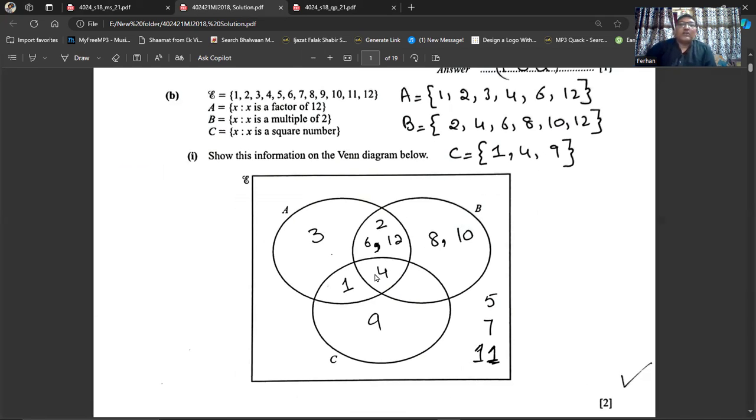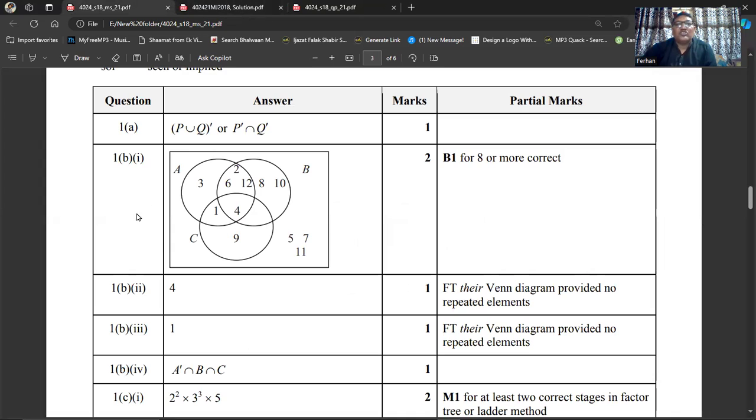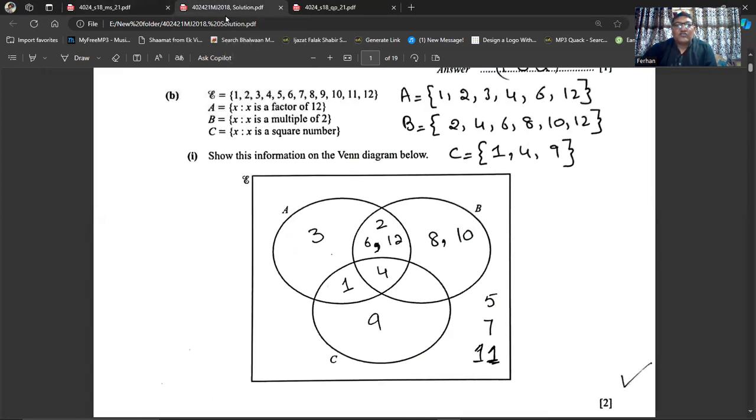The common number in all of them is 4. Then I will write the common numbers between B and A. Those numbers are 2, 6, and 12. The common number between A and C is 1. And between B and C, there is nothing common, so this portion will remain empty. For A, the only thing remaining is 3. For B, the remaining are 8 and 10. And for C, the remaining one is 9. 5, 7, and 11 from the universal set are not in A, B, or C, so we will write them outside. So this is how you will fill this. This is the marking scheme. Okay, so this is my answer.